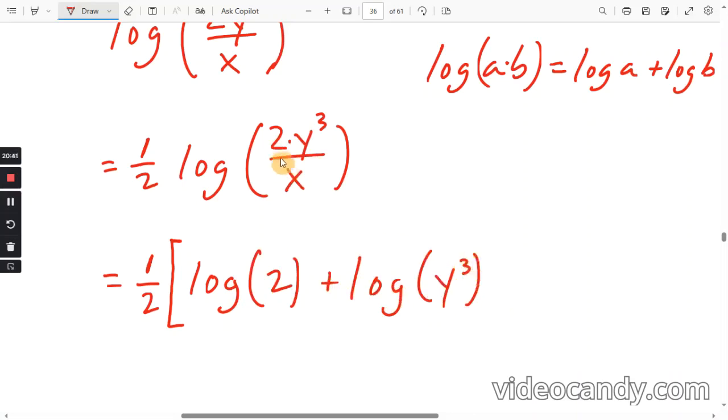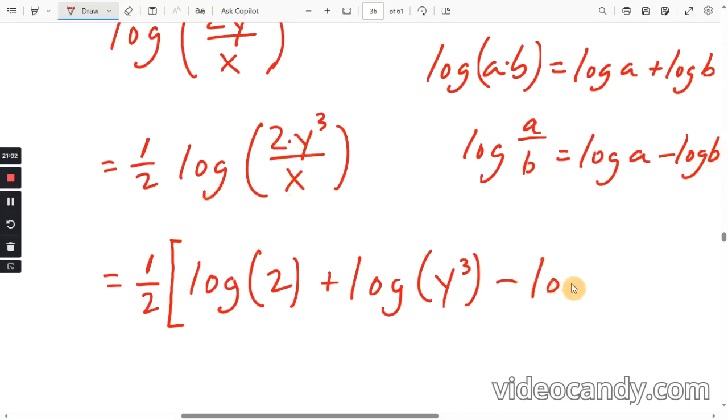And when you're dividing by x, you're subtracting. Remember, log of a over b is log of a minus log of b. So this divided by this gets subtracted, so it's minus log of x. All right, that is log of x.